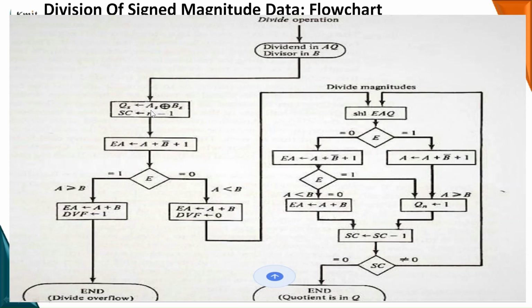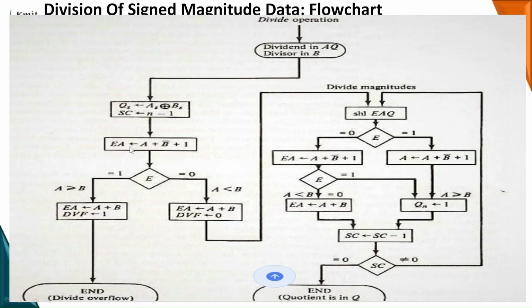So based on that, we perform an XOR operation on the signs AS and BS. Next, the sequence counter is set to n minus 1. This value represents the number of bits of your divisor, and the number of bits of your quotient is the same. So it is set to n minus 1.